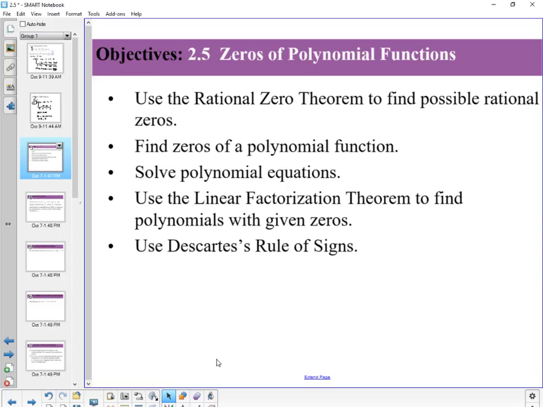All right, so today's objective, we're still working on finding zeros of polynomial functions. That is the main objective. So what do you want to be able to do at the end of the day? Find zeros of polynomial functions. Here's a couple of things that we'll use. We'll talk about using the rational zero theorem. We'll find zeros of polynomial functions, solve polynomial equations, use linear factorization theorem to find polynomials with given zeros. And if we have time for Descartes' sign change rule, then we'll get to that as well.